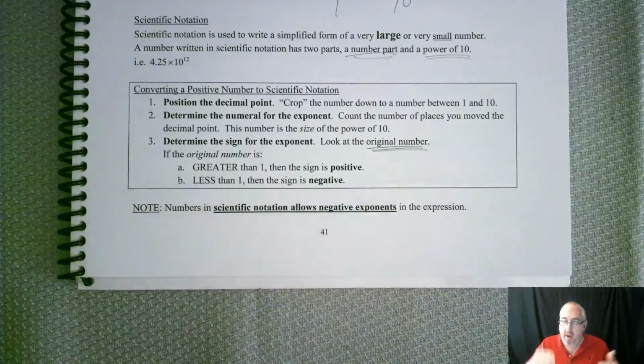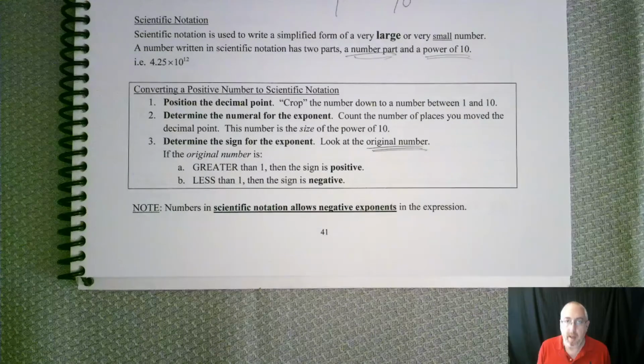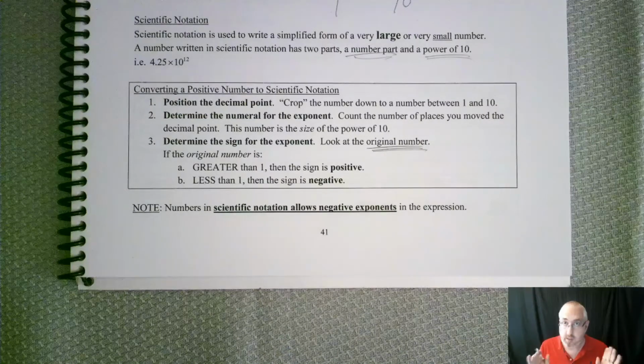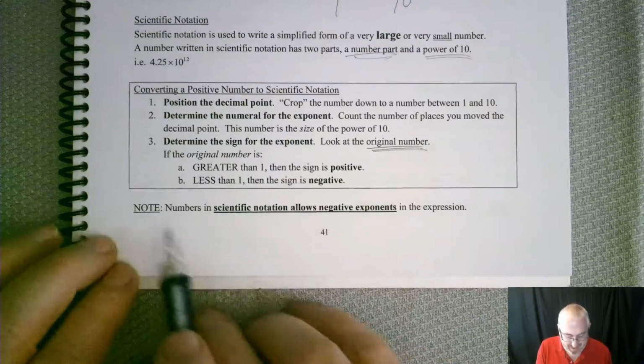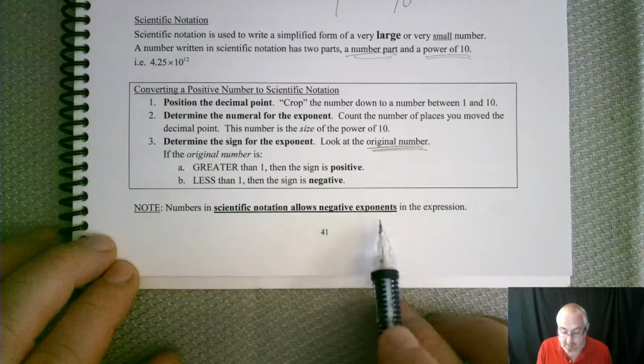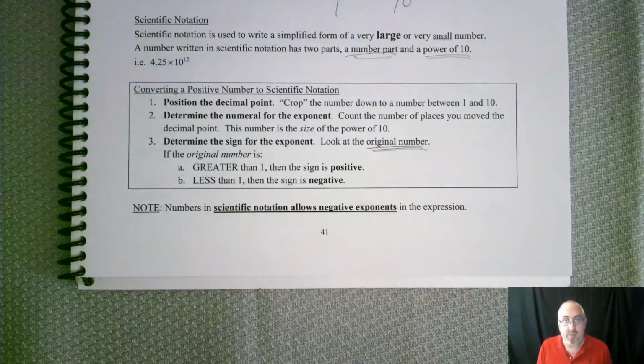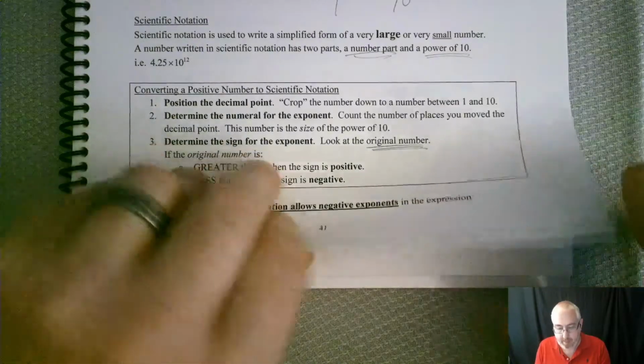Now, you might have already done this and you have your own methods for doing it, and that's great. Just watch what I do first and see if it makes sense or more sense than the way you were doing it. But whatever works is all I care about. Numbers in scientific notation allow negative exponents. So again, when we're dealing with scientific notation, negative exponents are okay. So just keep that in mind.